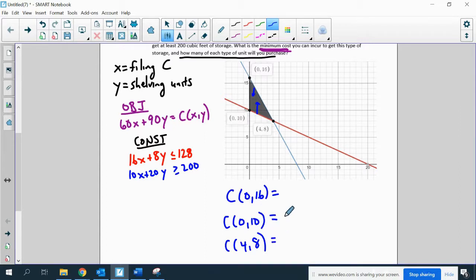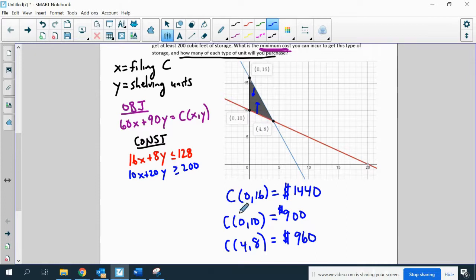So if I take all of these, this one is $900. This one is $1,440, because 16 times 90 gives us 1,440. And then I have 4 times 60 plus 8 times 90, which gives me a total of $960.